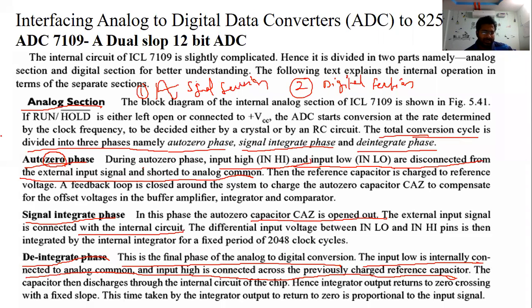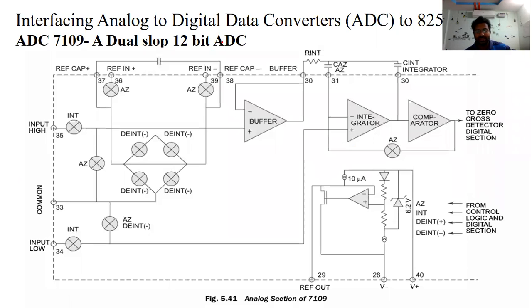Whatever the theory, I'm not going that much deeper into this one, because our aim is to connect this device to the 8255 PPI. This is our model. This is the analog section of the ADC 7109. There are some buffers here, some integrators here, some compensators here, and then capacitors here.